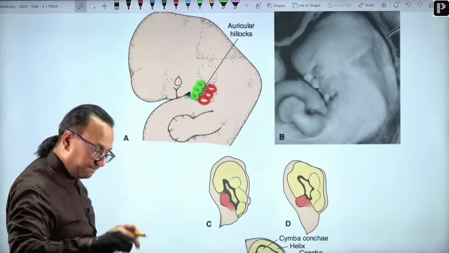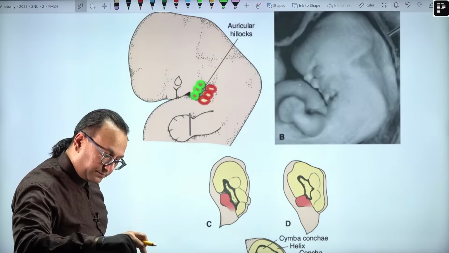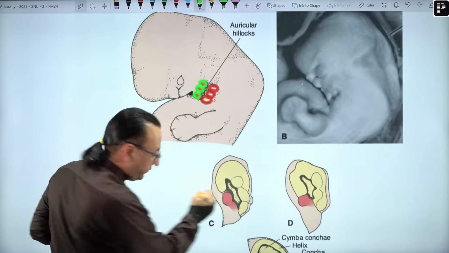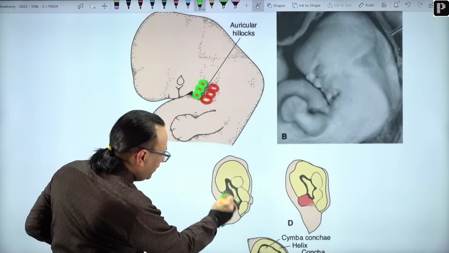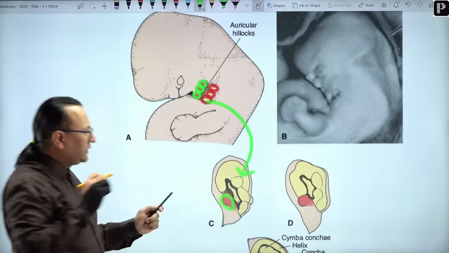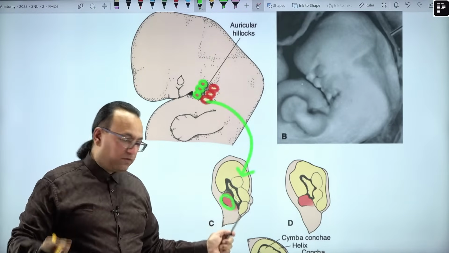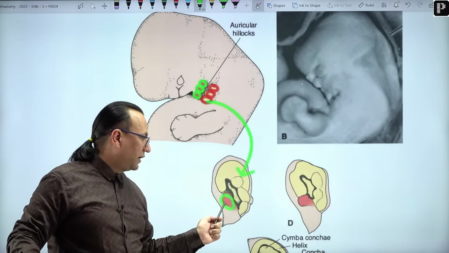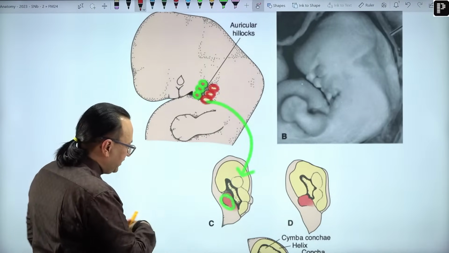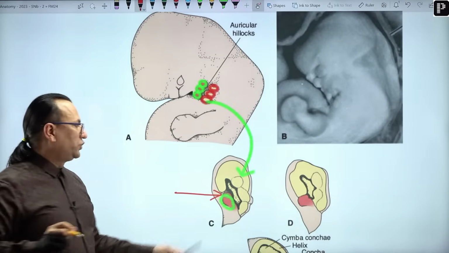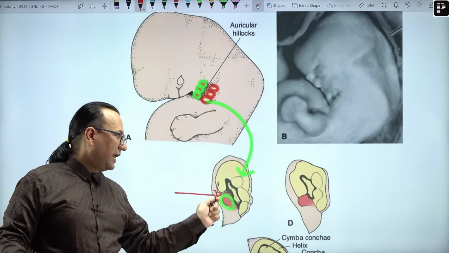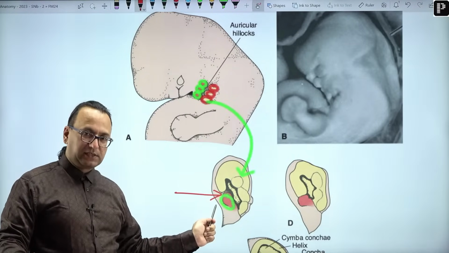As you can see, the first arch is contributing very little, only the tragus part in fact, and the rest of the auricle is developing from the second arch. The point is, if there is a non-fusion of the contribution by the first arch with the second arch, the problem is somewhere in this region. If there is a non-fusion of the auricular hillocks given by the first arch and the second arch, then there can be a pre-auricular sinus developing.